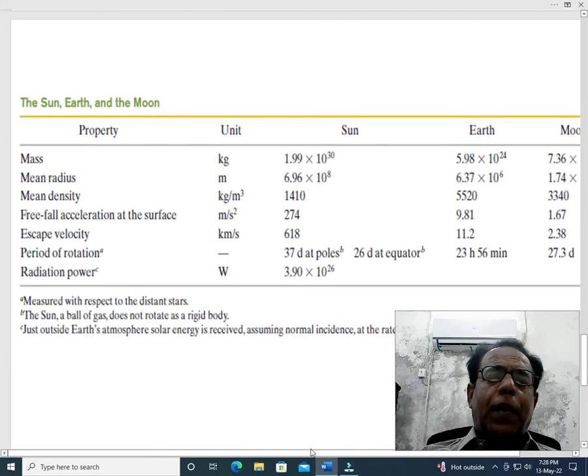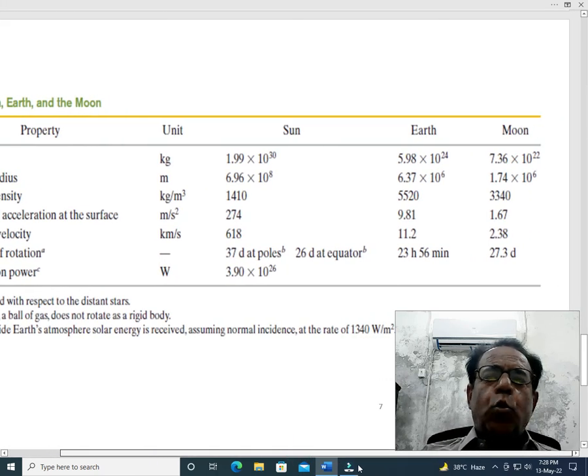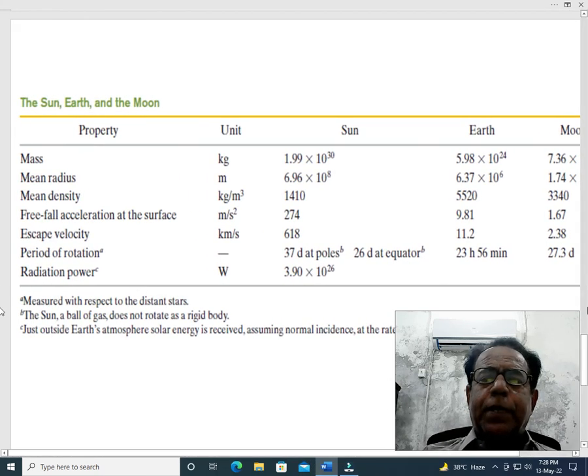This table, we have already shown this table. No need for further explanation.